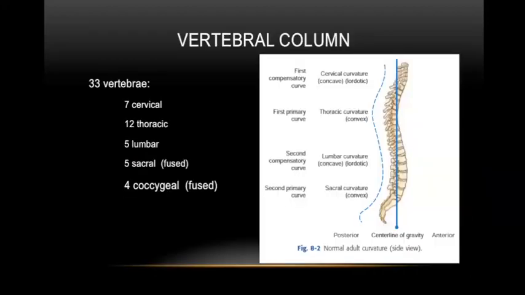All right. So first up, we'll have to know the anatomy, which is the vertebral column. So it consists of 33 vertebrae. So you have 7 cervical, 12 thoracic, 5 lumbar. Sacral and coccyx are fused. So you have 5 sacrum and 4 coccyx vertebra.